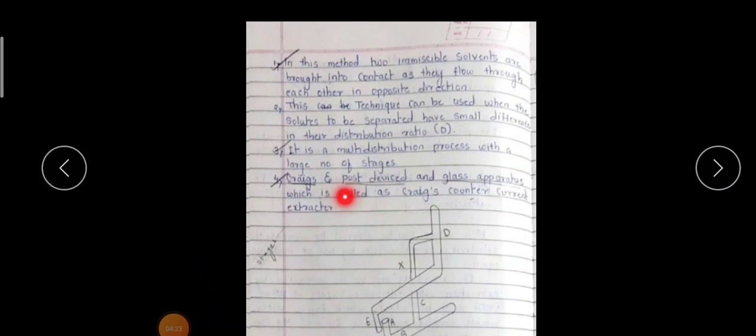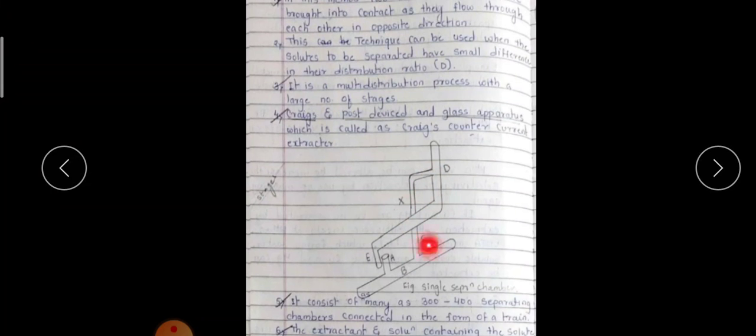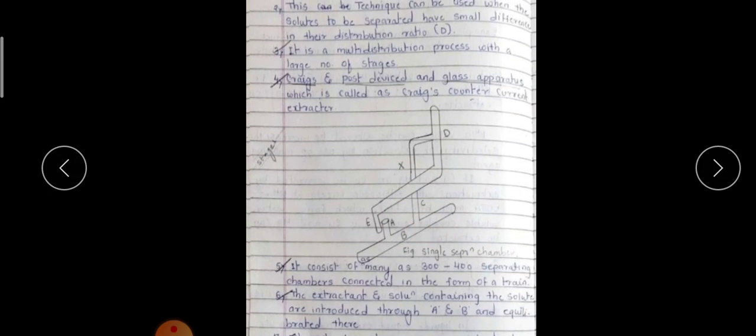This is the particular assembly. This is a glass apparatus. You can see these have a zigzag position, each connected to the next one, so you can continue with so many. You can see chambers in this apparatus. It consists of as many as 300 to 400 separating chambers connected in the form of a train.